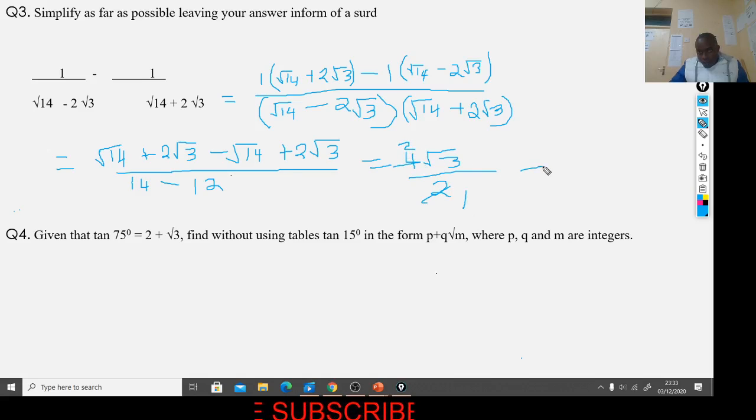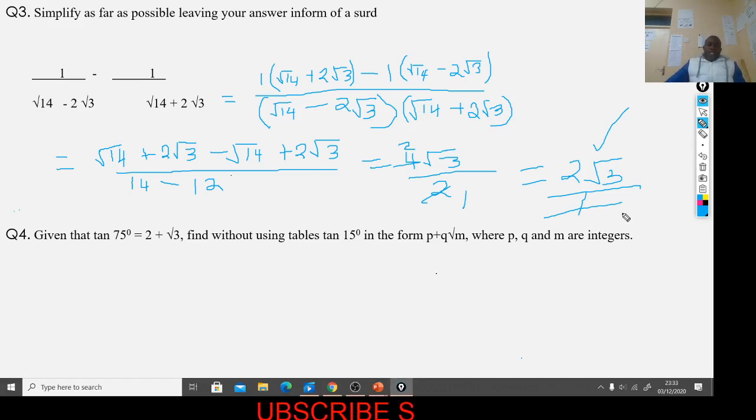So this will give you 2 root of 3. If you simplify, this is what you are supposed to get. 2 root 3 is the answer.